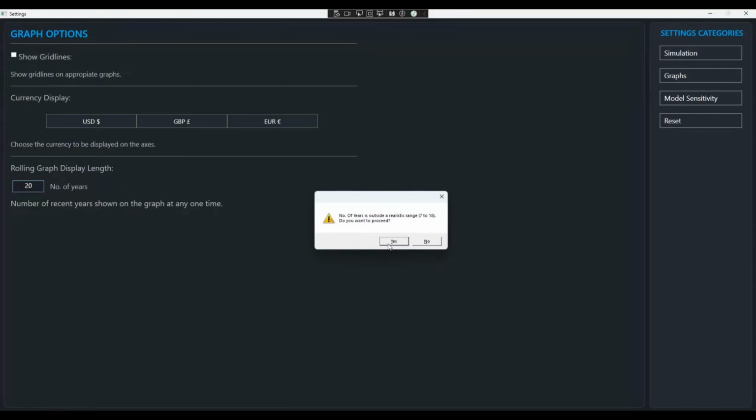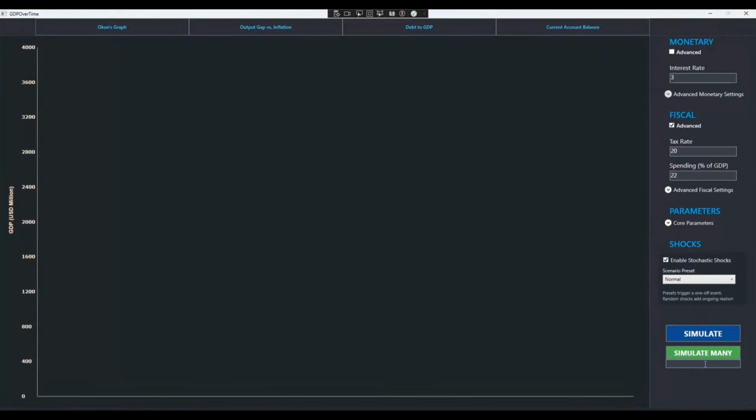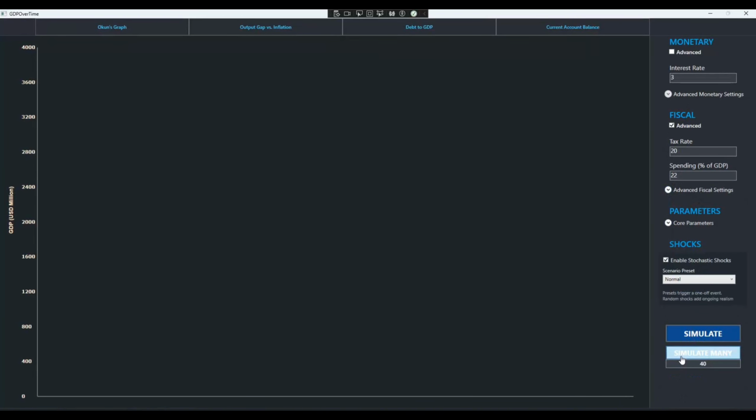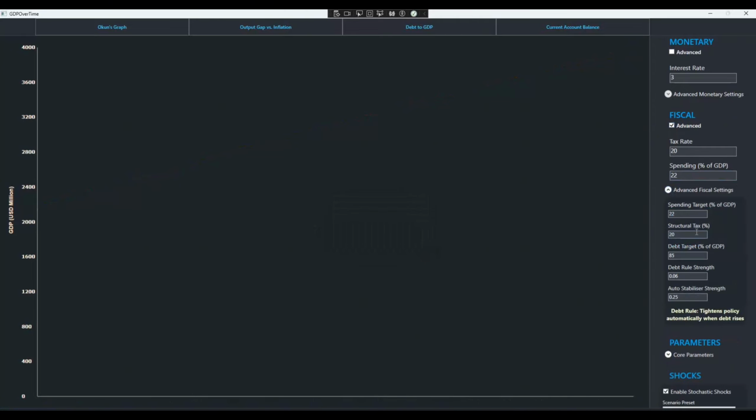It allows us to analyze the volatility over time better. So, simulating 40 years with an automatic stabilizer strength of 0.05. We can see it starts to plateau here and become more straight. There is some volatility at the start. If we decrease this, we can go back and test it with fewer years.